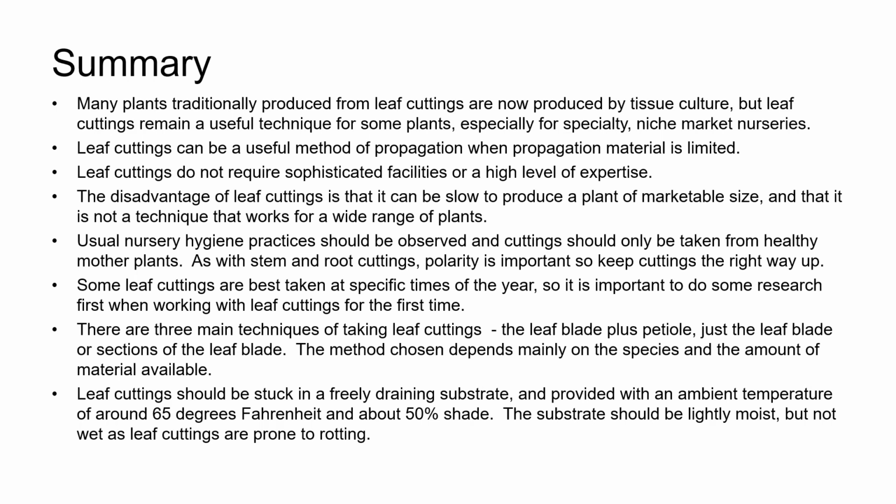There are three main techniques of taking leaf cuttings: the leaf blade plus petiole, just the leaf blade, or sections of the leaf blade. The method we choose depends mainly on the species and the amount of material available. Leaf cuttings should be stuck in a freely draining substrate and provided with an ambient temperature of around 65 degrees Fahrenheit and about 50% shade. The substrate should be lightly moist, but not wet, as leaf cuttings are prone to rotting.